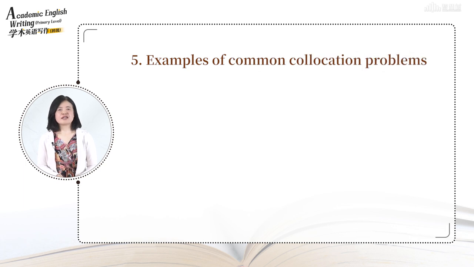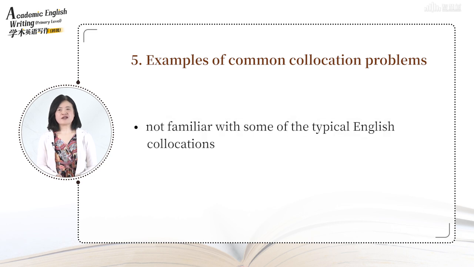Next, let's look at some examples of common collocation errors made by Chinese learners. A major cause for Chinese English learners to produce unidiomatic expressions is that they are not familiar with some of the typical English collocations. They occasionally have to invent phrases based on Chinese grammar when they want to express themselves. Doing so causes learners to produce expressions that sound weird and are even grammatically incorrect. Look at the following examples. Have you ever talked in similar ways?